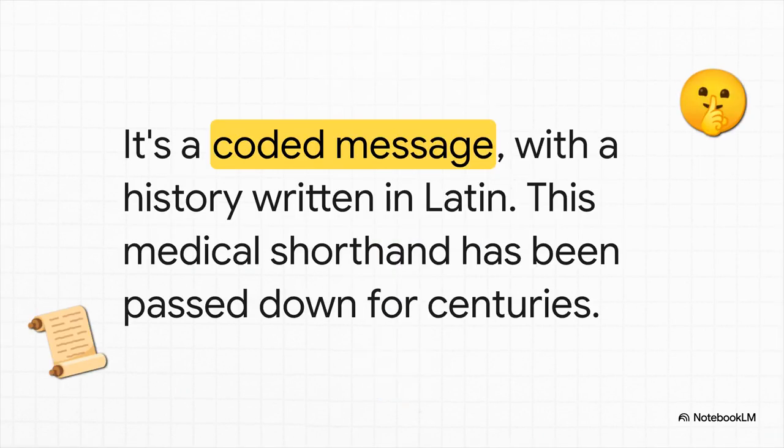Yeah, those weird abbreviations and symbols aren't just random scribbles. Believe it or not, they're relics from a time when Latin was the universal language of medicine. What you're seeing is basically a form of medical shorthand that's been passed down for centuries. So, while it looks like chaos, there's actually a system to it.